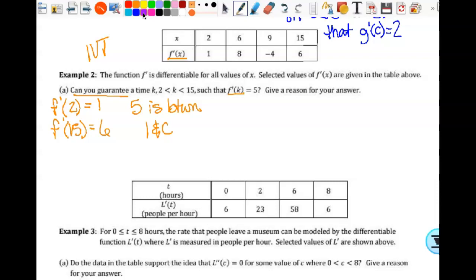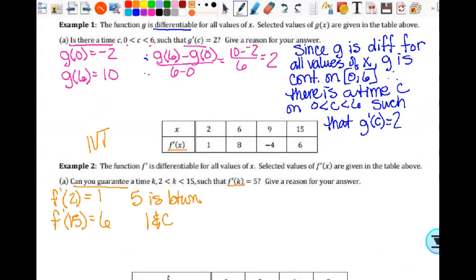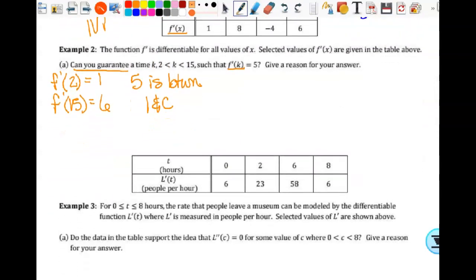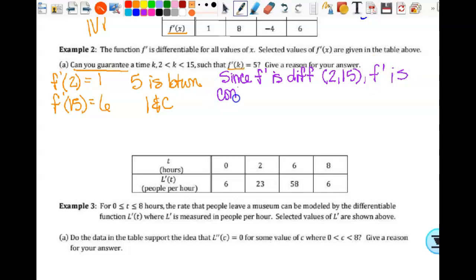Then I can say, now, if it's IVT, what has to be met first? What condition? Continuous. All right, so it's still going to sound pretty much the same as up here, because it's talking about differentiable. So I can say since f prime is differentiable, and let me just show you something else. Even though it says for all values of x, we don't really care about all values of x. You could put from 2 to 15 on an open interval. That's fine. Okay, so since f prime is differentiable on 2 to 15 or for all values of x, that's fine. F prime is continuous on 2 to 15.